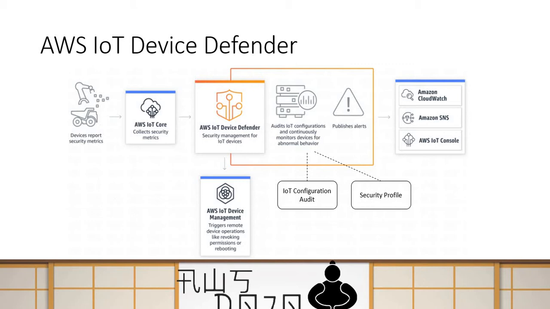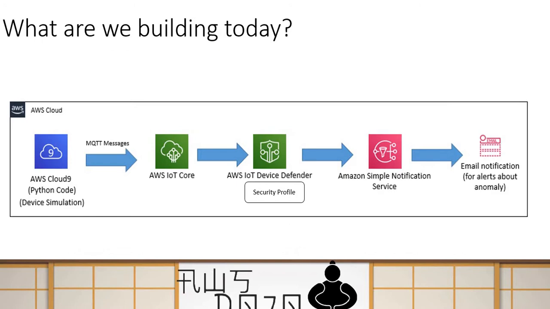Cool. So having got an introduction to that, this is what we are going to build today. We don't have any physical device here, so we are going to do device simulation through Python code running inside Cloud9. And then you will configure this device as a thing where this code will send MQTT messages.